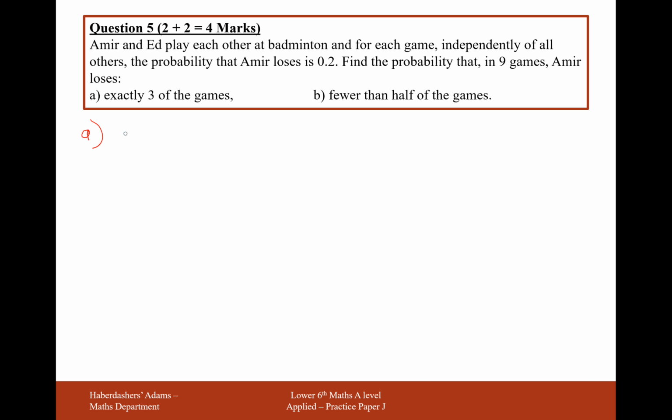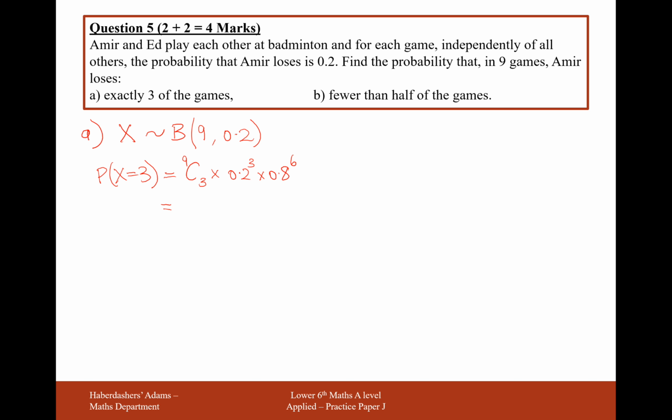So first of all we'll have to write here that X is binomially distributed. In badminton you play until someone wins a game, there's no draws, so we're only looking at 2 outcomes here. So out of 9 games, we need n as 9, and the probability Amar loses is 0.2. So the probability that Amar loses exactly 3 games, the probability where X is equal to 3, could be worked out on our calculator as 9 choose 3 times 0.2 to the power of 3 times the probability of winning to the power of 6.